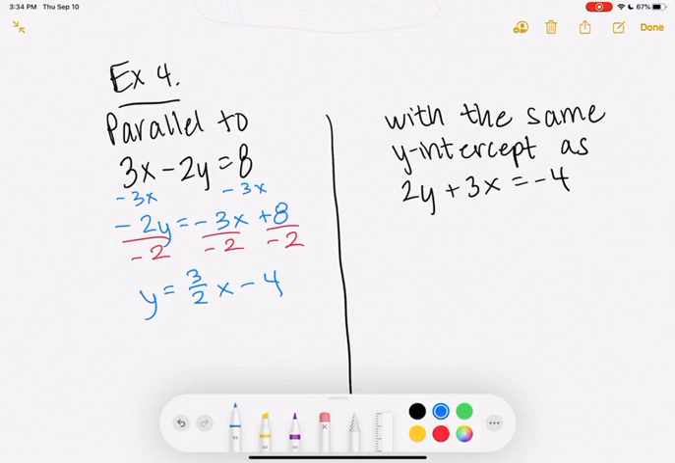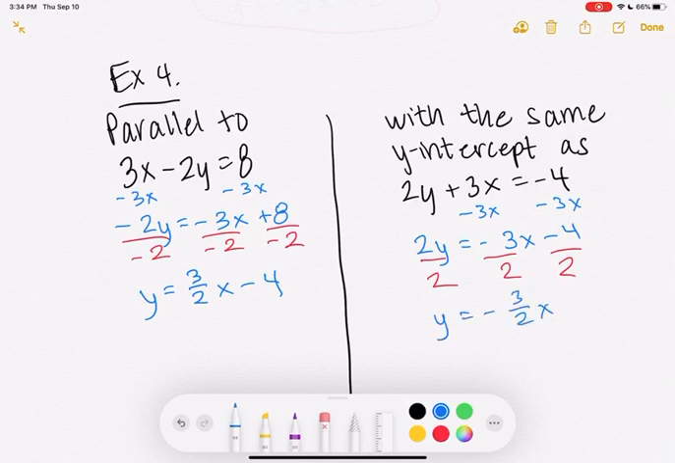Okay, if you didn't quite get that one, go ahead and try the next one. You're going to do the same thing. Get that into slope-intercept form. Hit pause, come back when you're ready. Okay, so I moved over the x's, divided every single piece by the 2, and I got y equals negative 3 halves x minus 2.